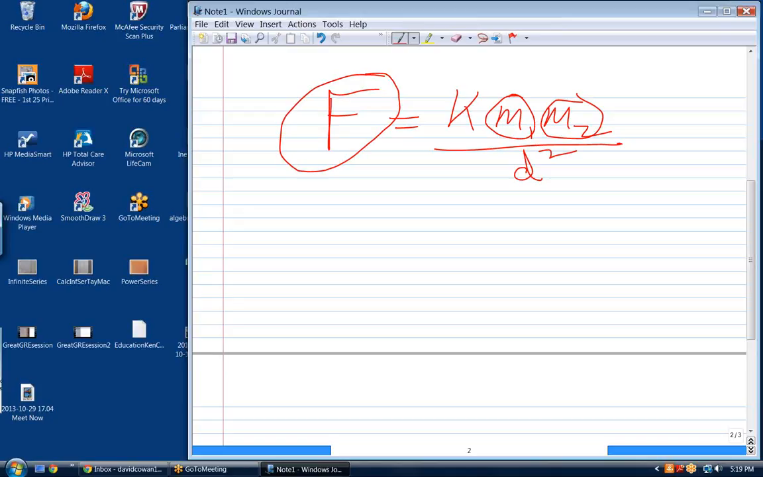So these direct and inverse relationships can be in combination together, and they can be squared. In other words, you could say y is directly proportional to the square of x, like that. Or you could say y is inversely proportional to the square root of x. So they don't always have to be linear.